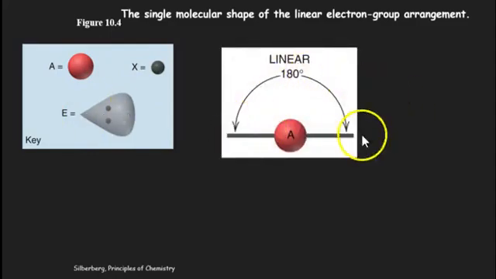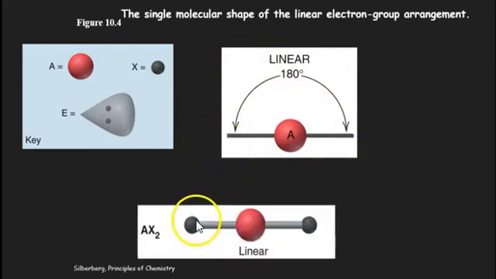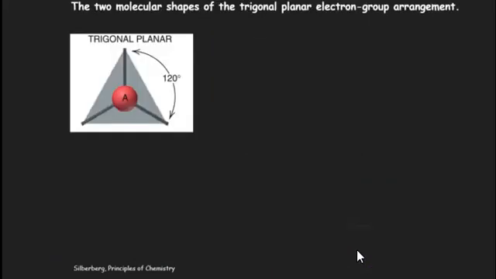So you've got linear molecules where the two things are 180 degrees away from each other. And they would look like this. You've got an A, two X's, and there's no extra electrons on this. So those are molecules that have the example of being linear.